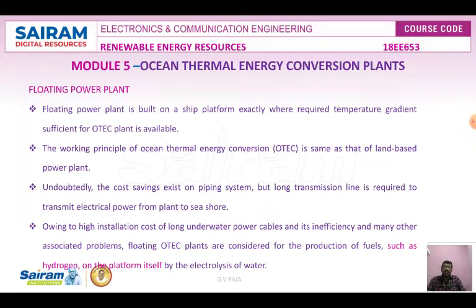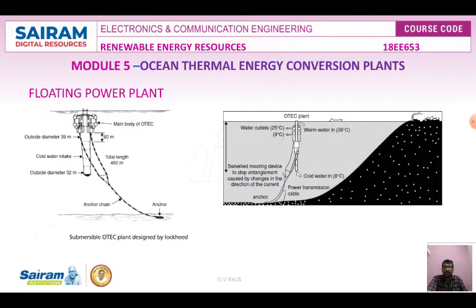We also have to consider the production of fuels, hydrogen, and other products through electrolysis processes. This is the floating power plant. Here the main body will be there, with the outside diameter, and this is the cold water intake, and this is the total length, and then the anchor chain, that means the ship. From the ship we are using this, and this will be inside that.